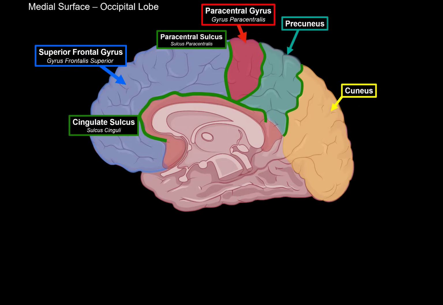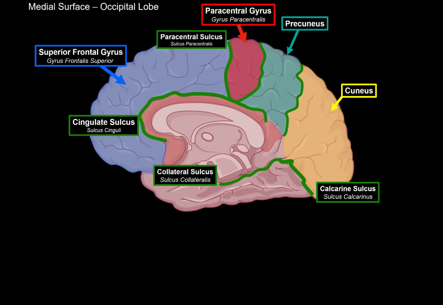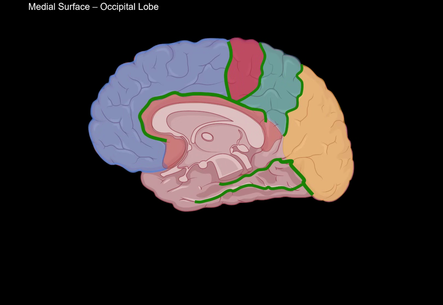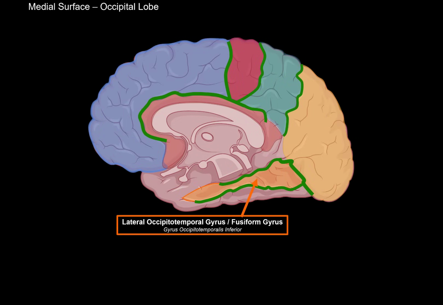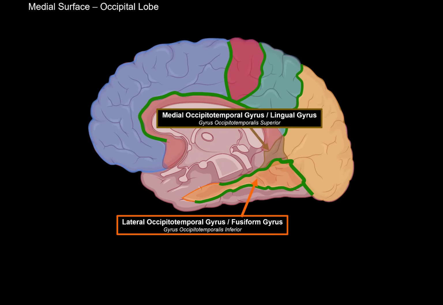So that's the cuneus. Then we have a sulcus called sulcus calcarinus that separates the primary and the secondary visual cortex. We have a collateral sulcus and we have an occipitotemporal sulcus that borders the occipital lobe from the temporal lobe. The collateral sulcus separates the lateral occipitotemporal gyrus from the medial occipitotemporal gyrus and the parahippocampal gyrus.